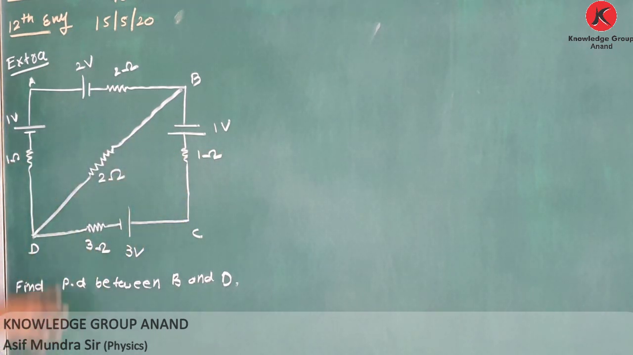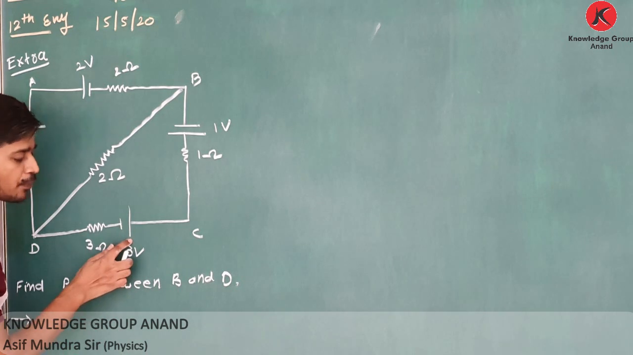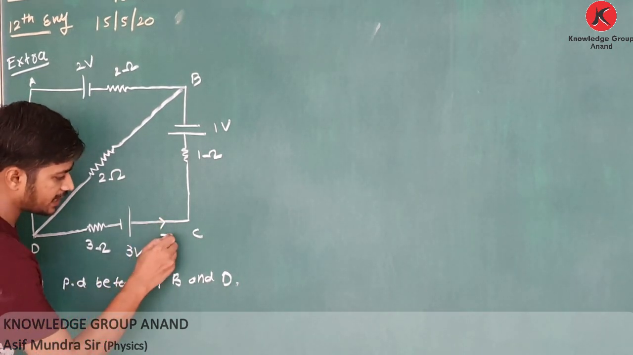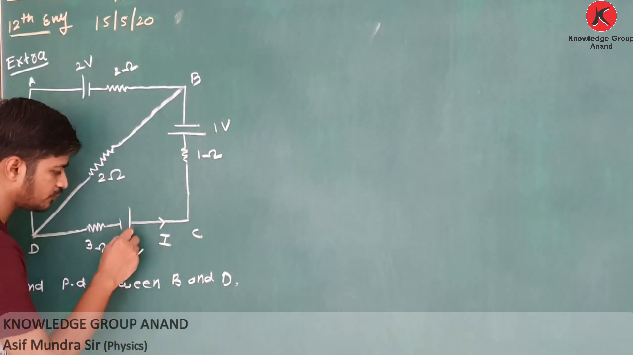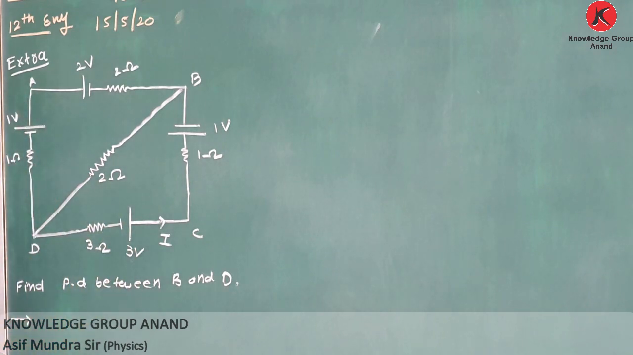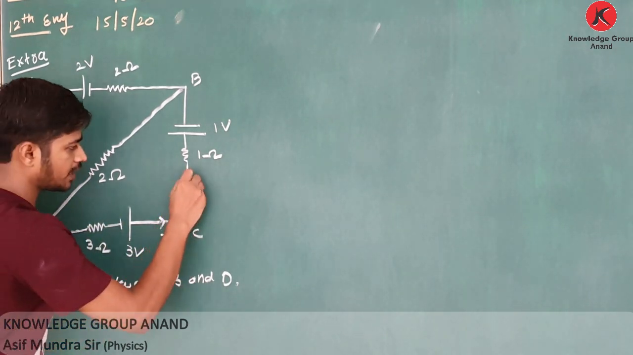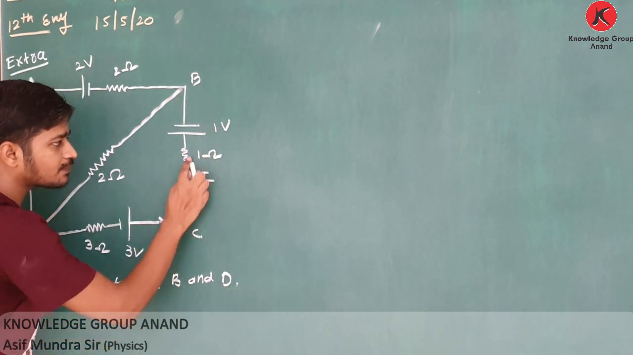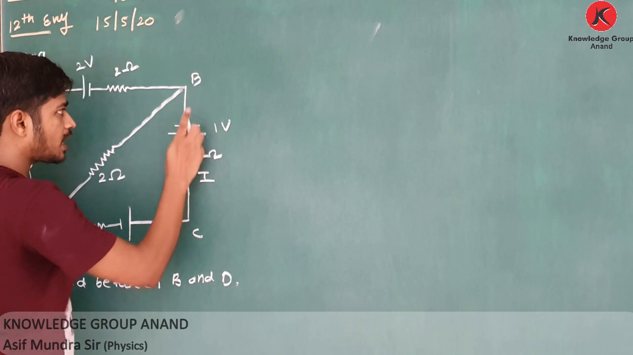What am I doing? Which cell has the largest EMF? It is 3 volt. So remember, I am assuming that the current flowing from the positive terminal of this 3 volt cell is I in this direction. Current is flowing I here. It is only one single path, so the current remains I in the single path.